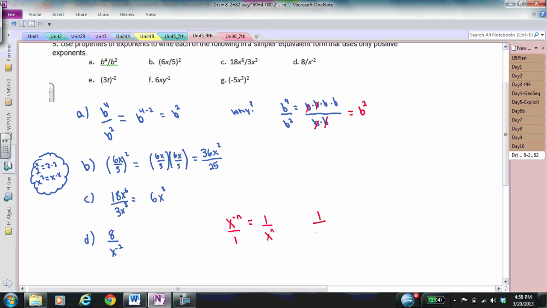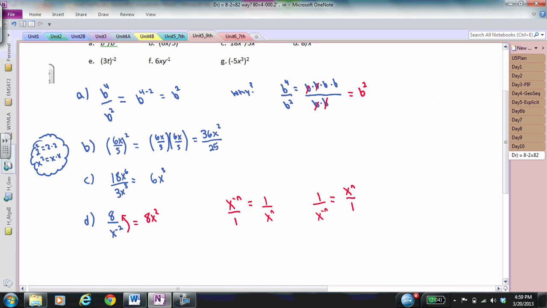Similarly, if I start with 1 over x to a negative power, we move it to the numerator and make it positive. And you can think of that also as being over 1, but usually we wouldn't write that. So part D here, 8 over x to the negative second. To make that exponent positive, we have to move it to the numerator. So this becomes 8x squared. Moved it to the numerator and made it positive. And you keep the base and the exponent together always. We're keeping these together.